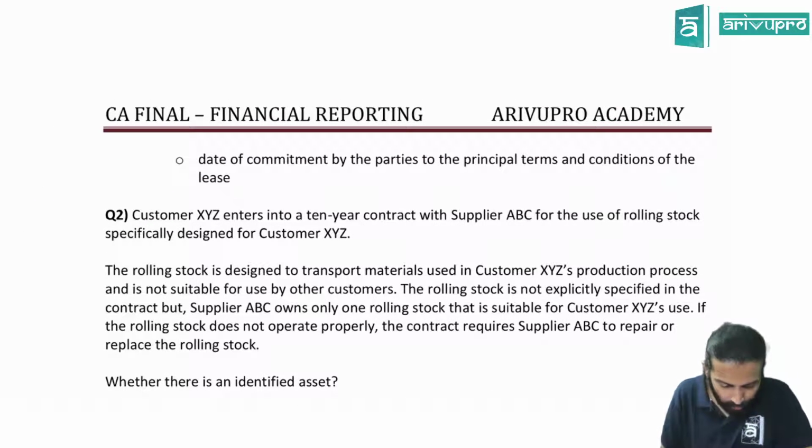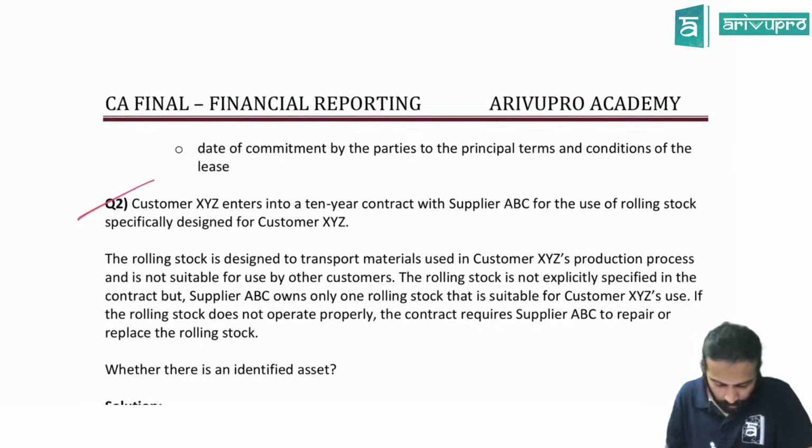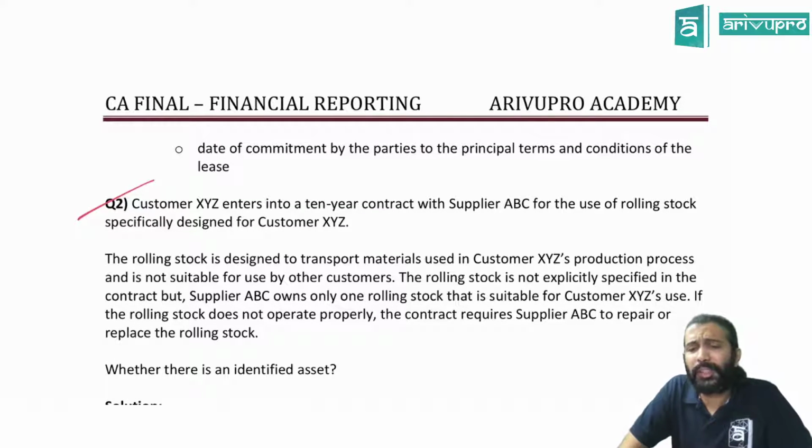Next. Can we go for the next question? Question number 2. Any doubt? Alright. I told you lease means it's a contract or a part of a contract which conveys 4 things. What are those? What are the 4 things?